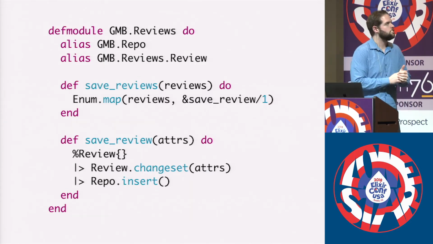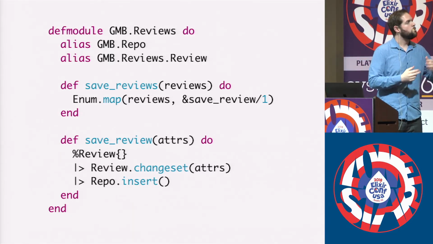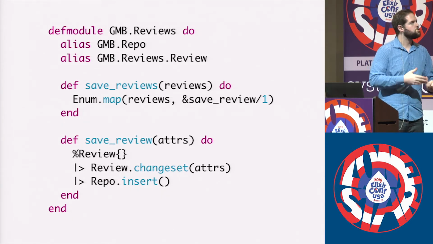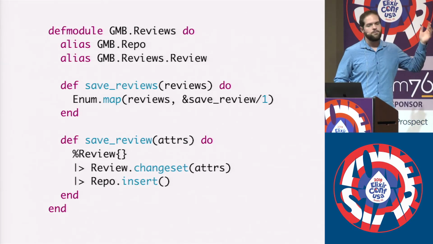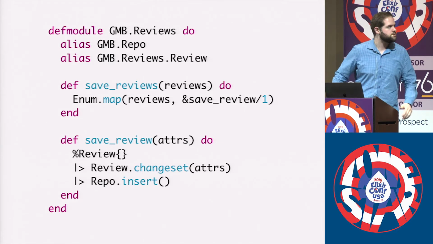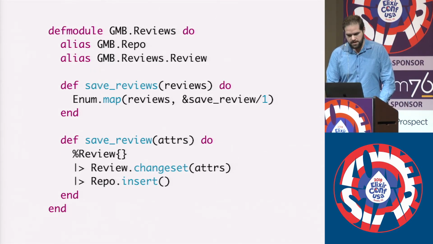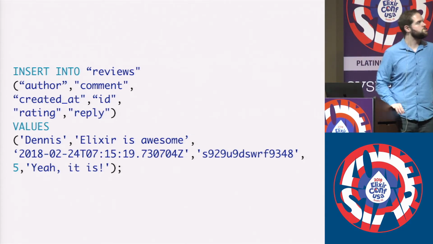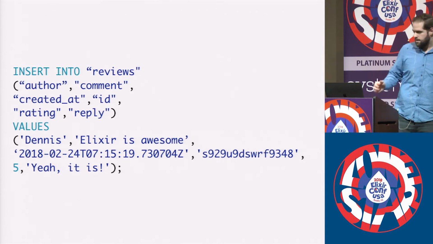Depending on what you want to call this, in our reviews module, potentially a context, we want to have our save reviews function that will actually save each review. What this does is map over all of our reviews and run the save review function, so it'll send it through the change set, make sure it's valid, and then insert it. Now, this will generate SQL that looks something like this. It'll insert into the reviews table, and then it'll have the values that will be inserted.